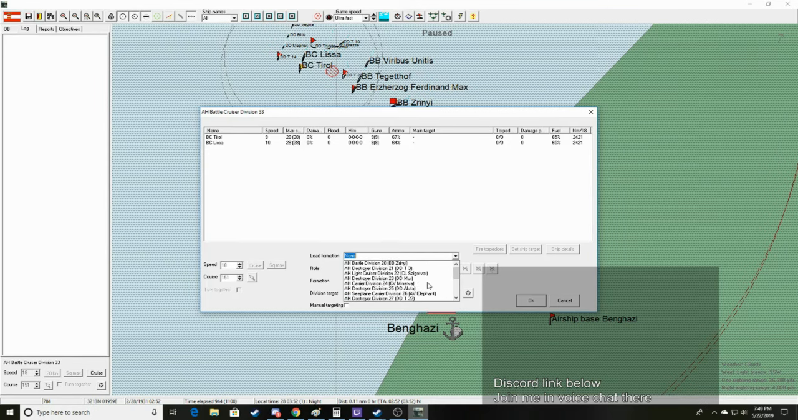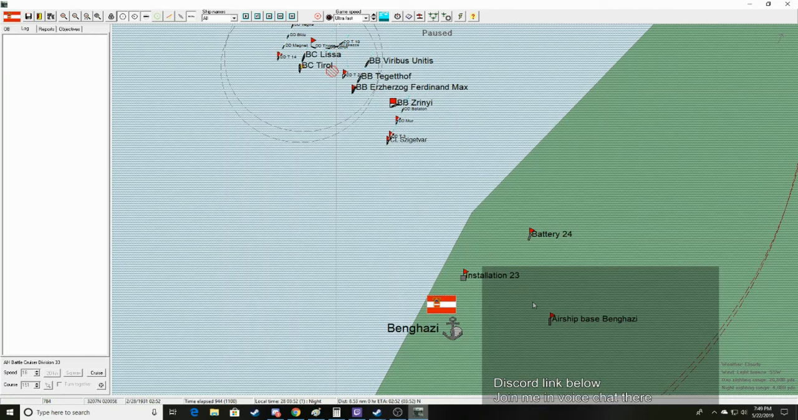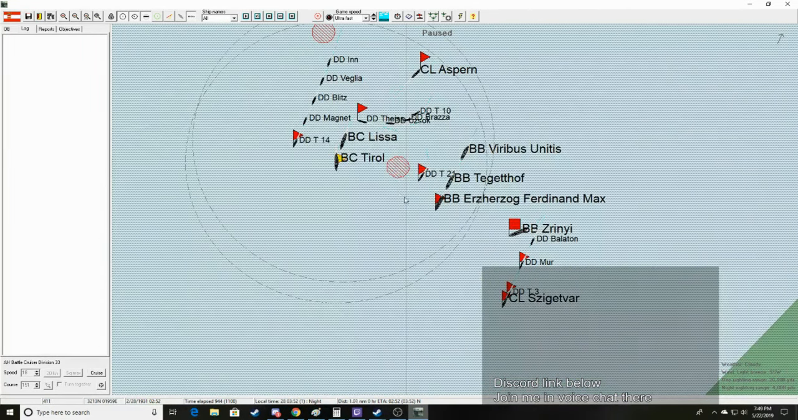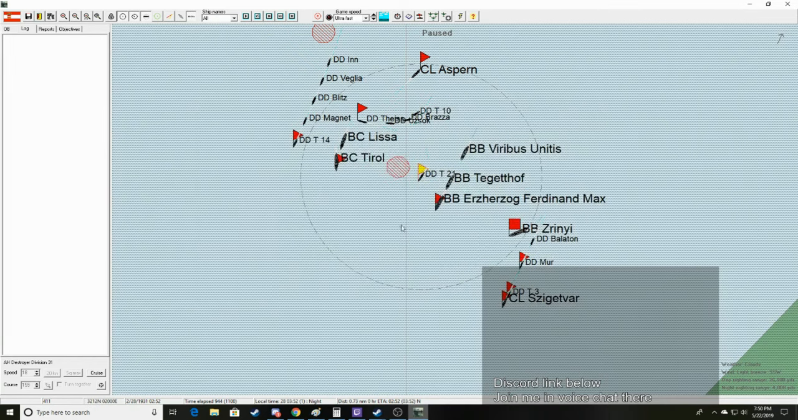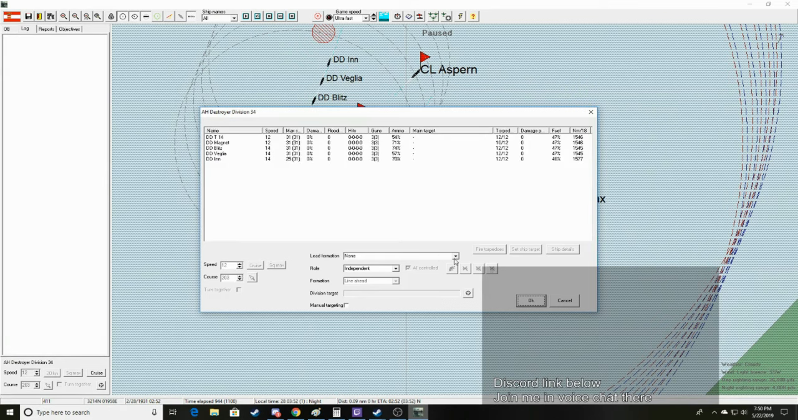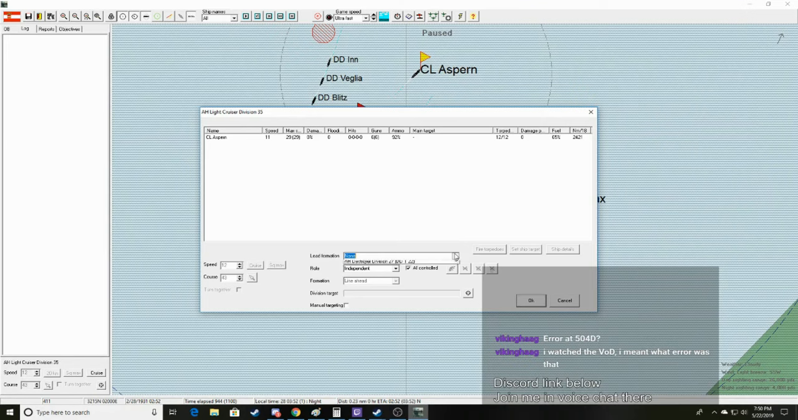What wound up happening, though, was that just after that, the game had a very, very big issue. Basically, an error report came up, and that error report was bad. It wouldn't go away, basically. I clicked it a whole bunch, and it just didn't go away. R504D. I think it was different than that. I don't know. Okay, Aspern, you watch the VOD, I mean, what error was that?